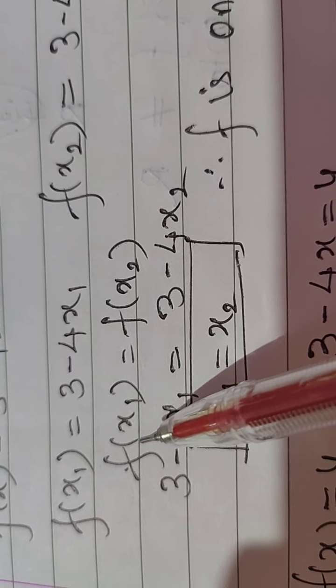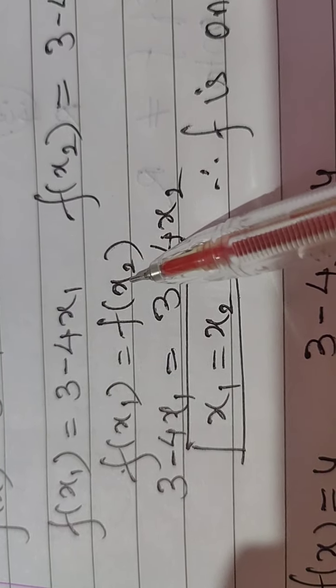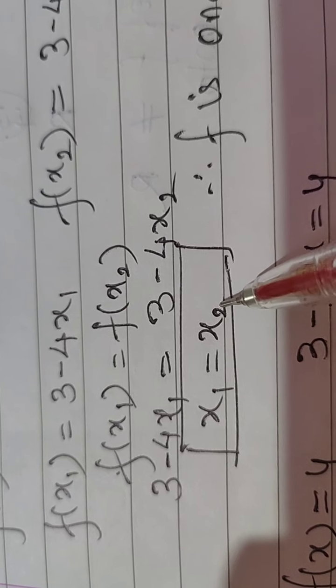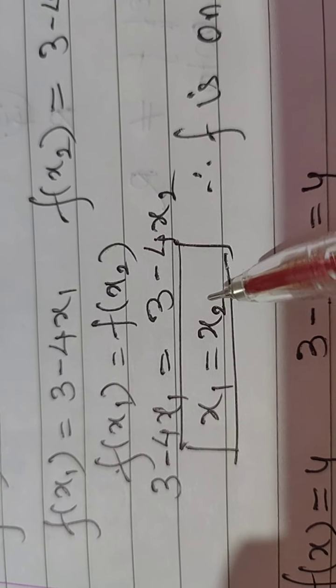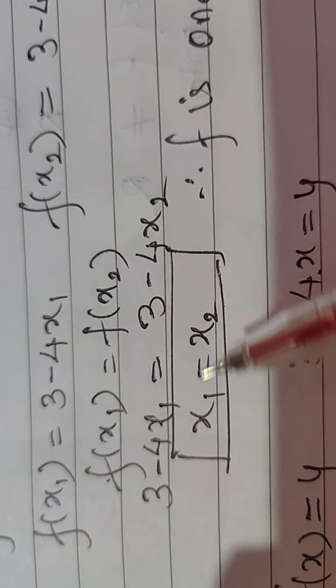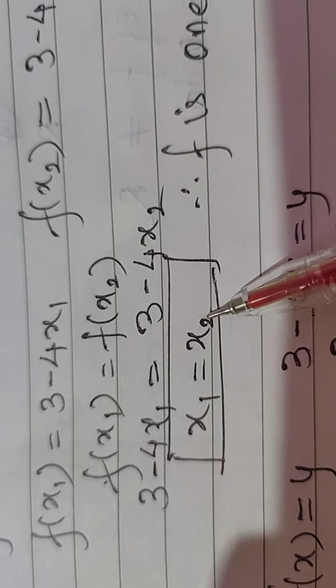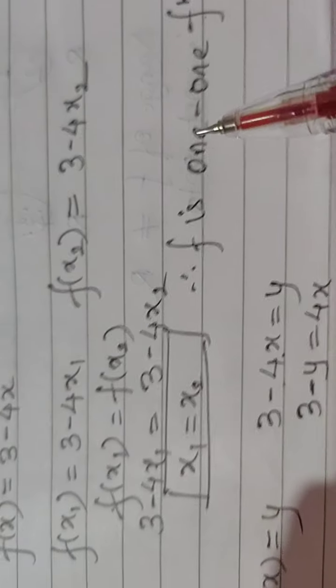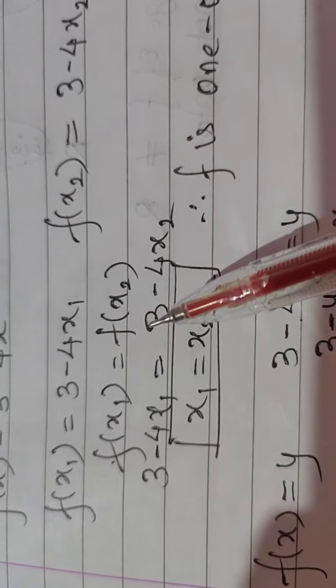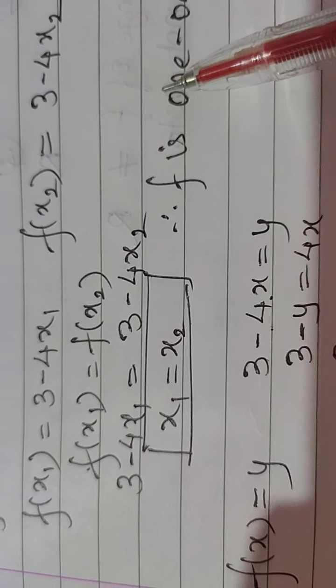So when we start with f of x1 equal to f of x2, we should get x1 equal to x2 only, not any other relation between x1 and x2. And when we get x1 equal to x2, then we can say that the function is 1, 1 function. Understood? These are the steps to prove that the function is 1, 1 function.